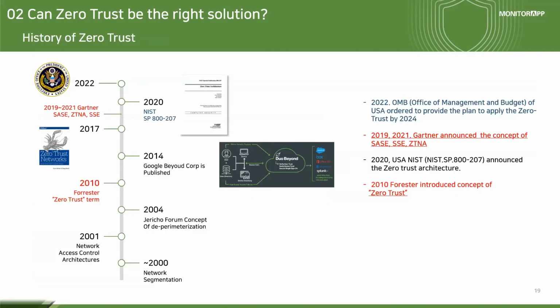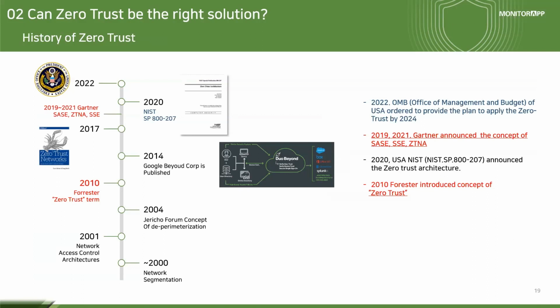Let's look at the history of Zero Trust. In 2010, Forrester first introduced the concept of Zero Trust. And after 9 years, in 2019 and 2021, Gartner announced the concepts of SASE, SSE, and ZTNA to implement Zero Trust.